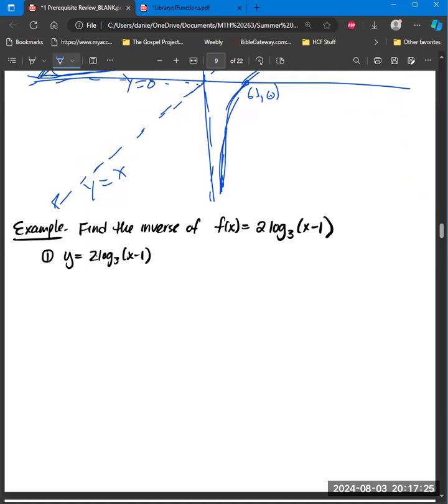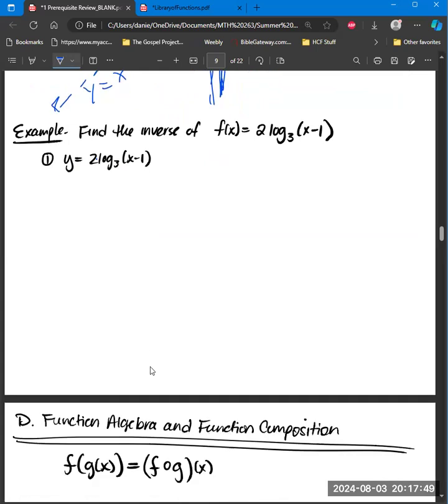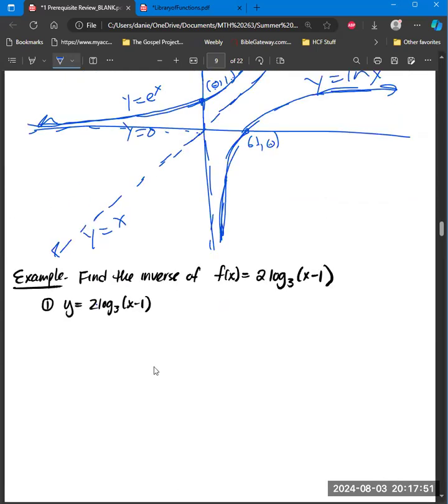So if we have the function f of x equals 2 log base 3 of x minus 1, and we want to find the inverse, then let's solve for x. Or if you're used to it, I'm going to use another method here. I'm going to switch x and y and then solve for y. Yeah, I'm going to switch x and y.